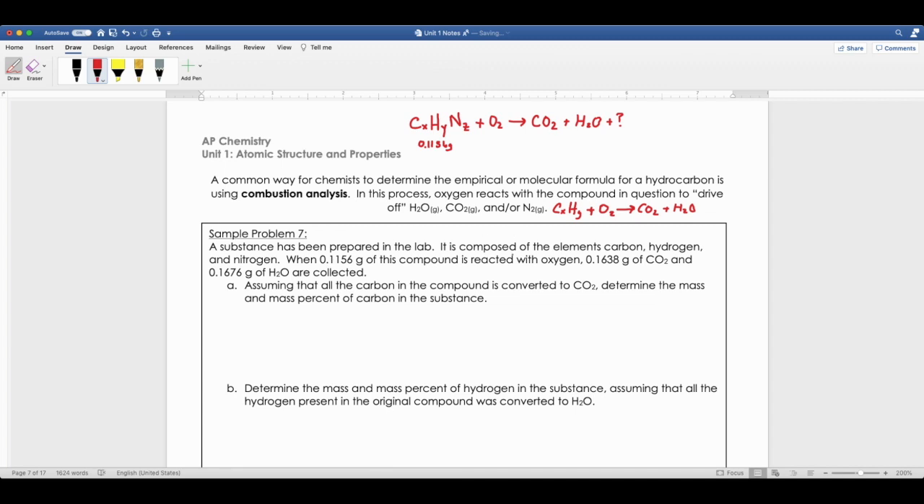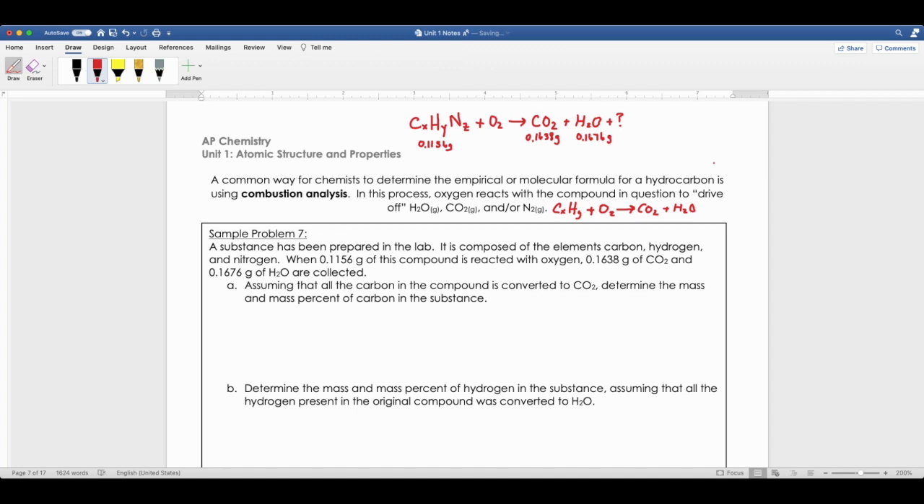But it's also telling me 0.1638 grams of CO2 is produced. And I also produced 0.1676 grams of water. Okay.